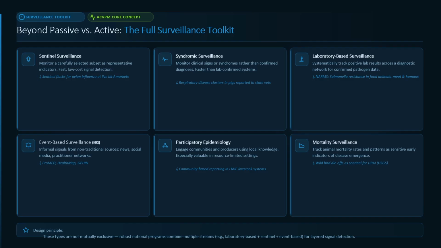It's especially valuable in resource-limited settings and for wildlife where formal reporting infrastructure simply doesn't exist. Community-based reporting in LMIC livestock systems is the textbook case. Mortality surveillance tracks animal death rates and patterns as a sensitive early indicator of disease emergence, while bird die-offs monitored by USGS, for instance, act as a sentinel for HPAI long before the virus surfaces in commercial poultry.